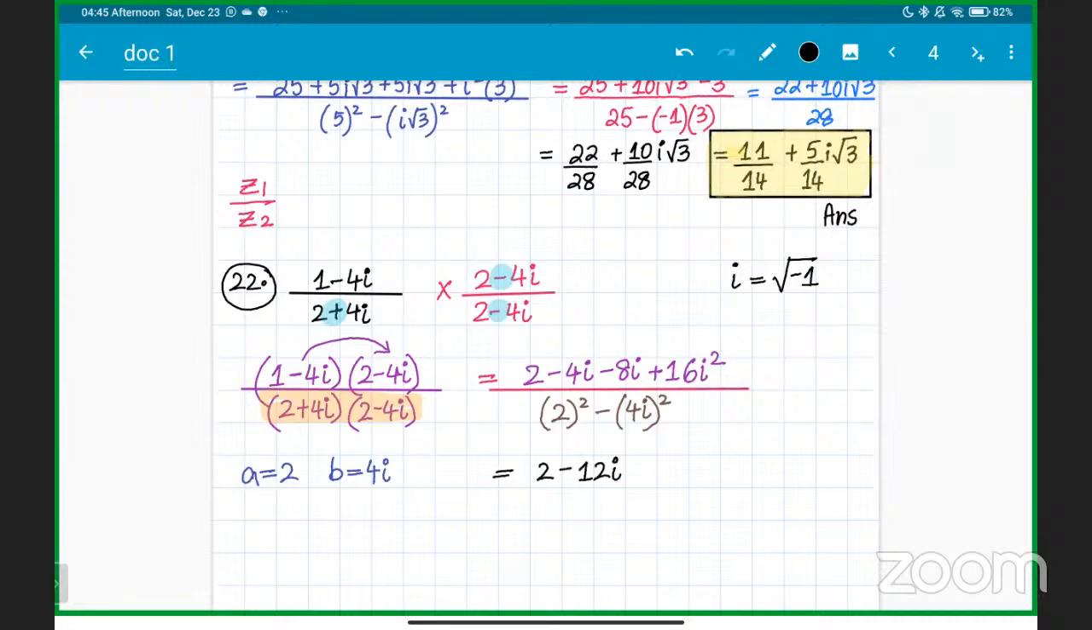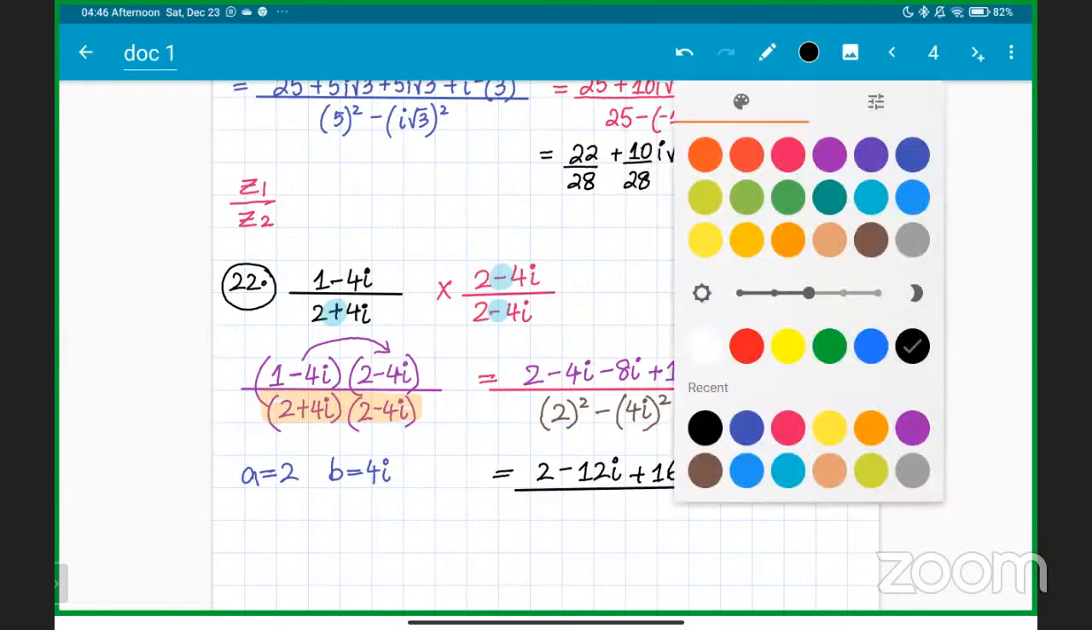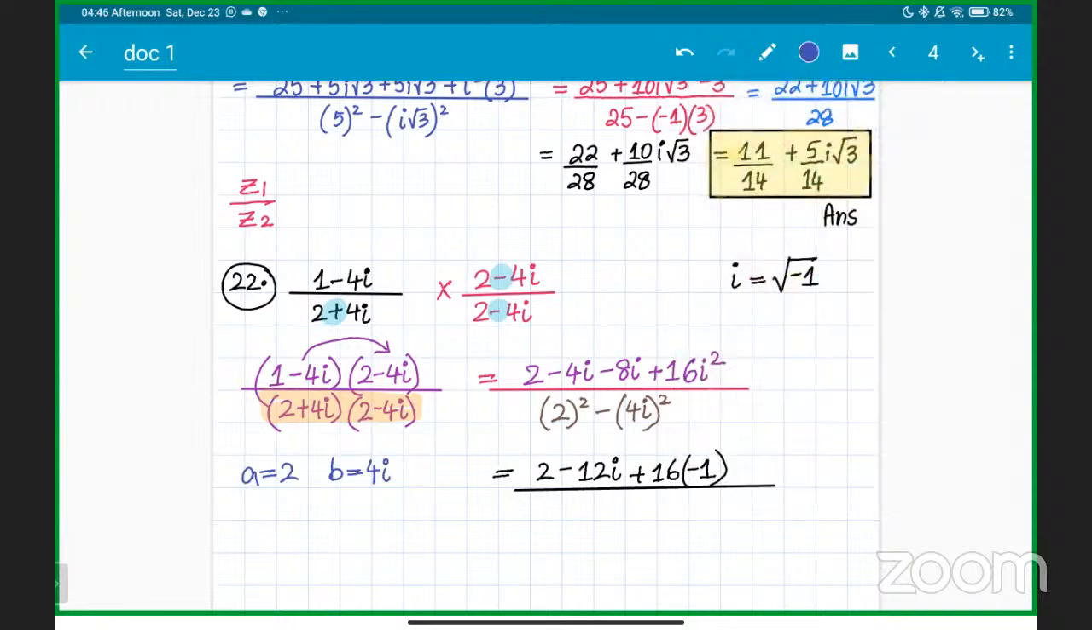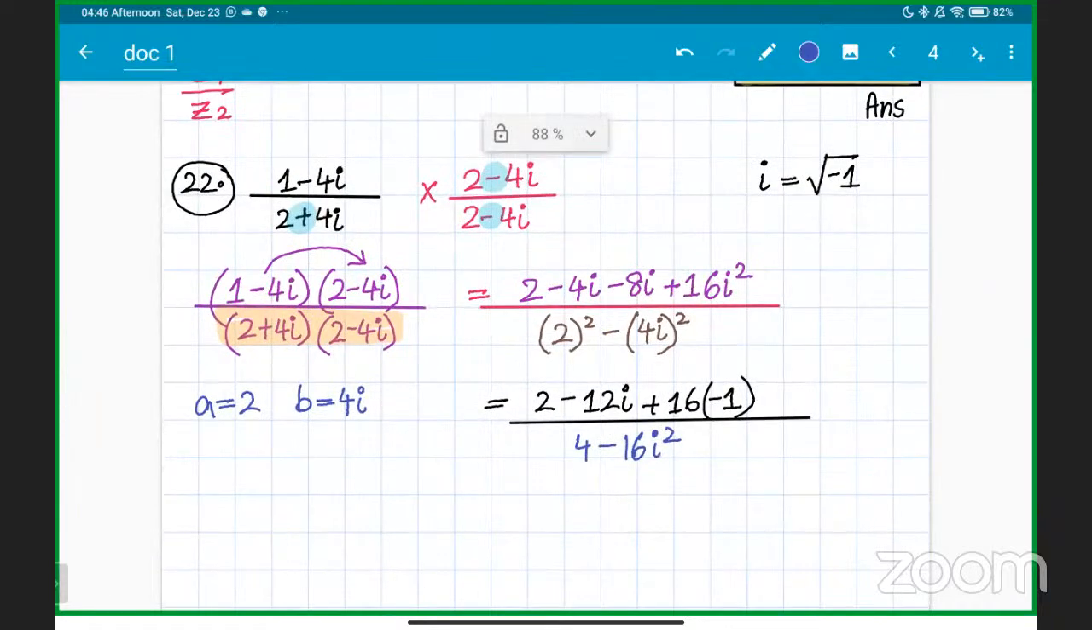Minus 4 minus 8 is minus 12. 16i square will become what, Akbar? Instead of i square, you will have minus 1 written, right, students? Is it clear? 2 square will be 4, and 4 square is 16, 16i square. So 4 minus 16i square, okay? Again, whenever you get i square, you have to change it, okay?